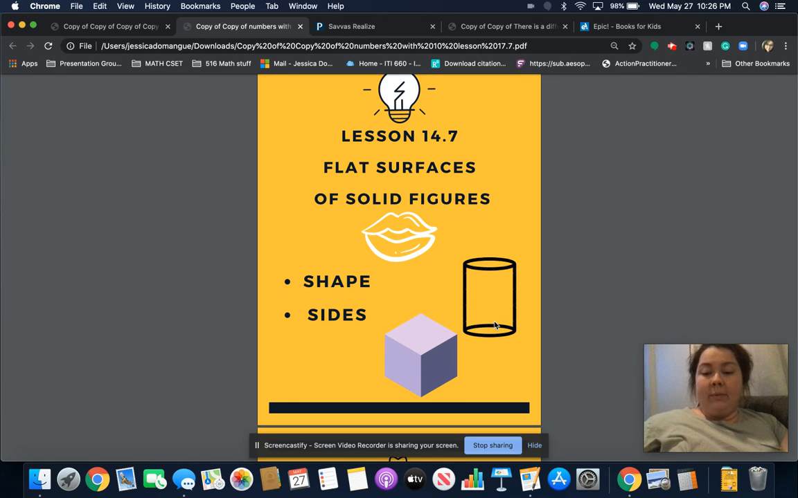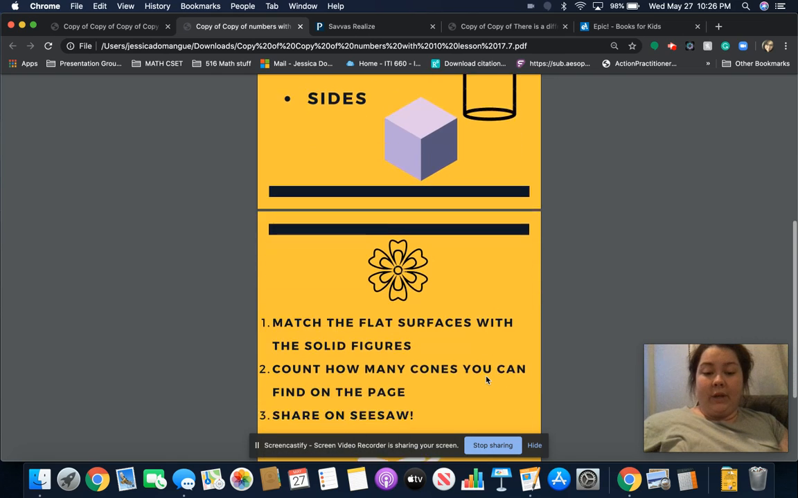Okay, same with the cylinder. The flat surfaces are on the top and the bottom, and those are circles in this case. You can see kind of a little bit when you look that there's a circle at the top and a circle at the bottom, and those are the flat surfaces of our solid figures.